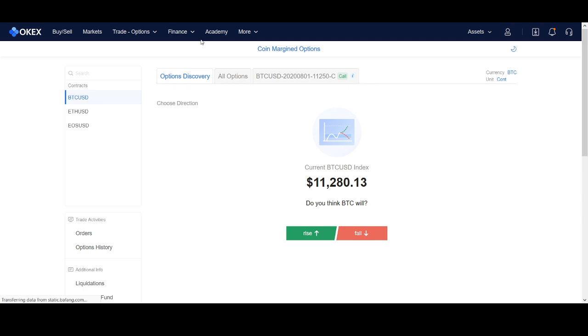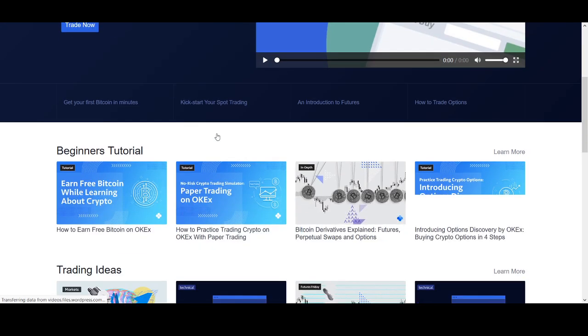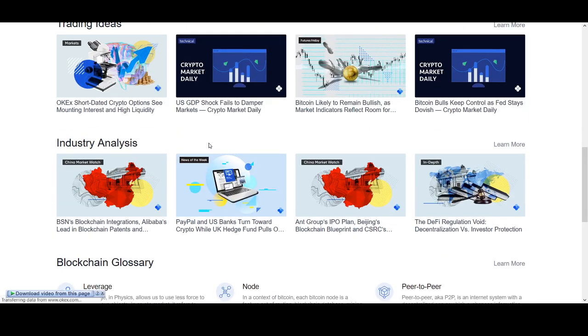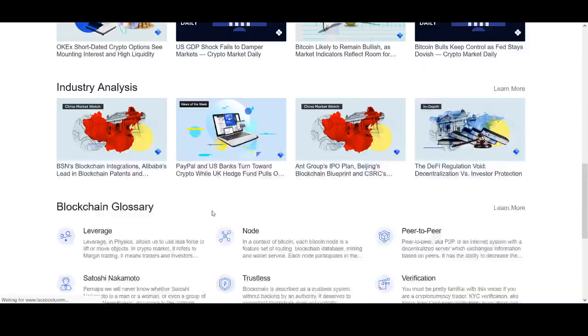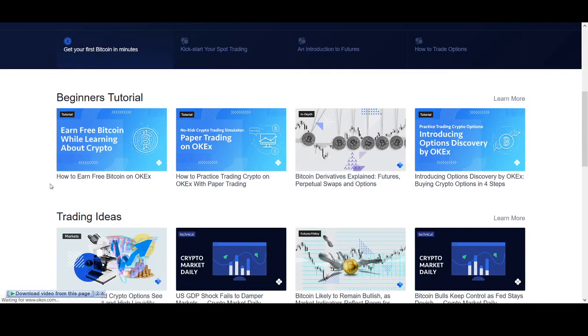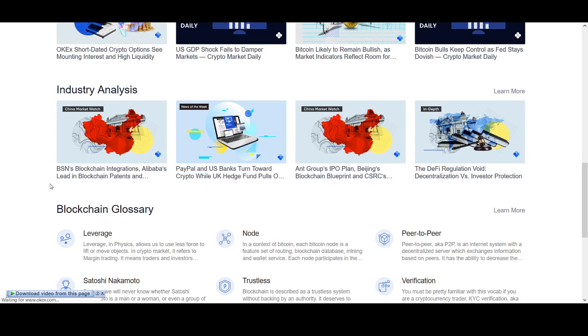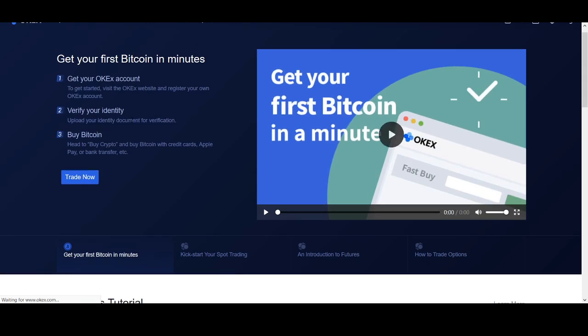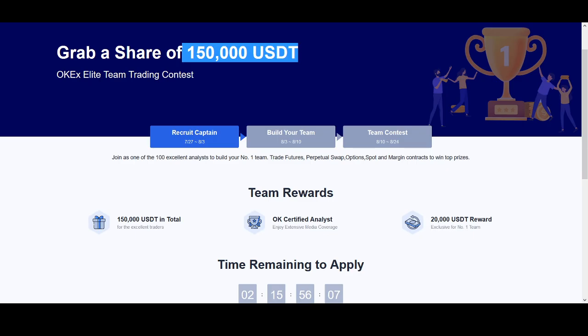Academy, I will show you the interface. There's lots of information available if you're new to cryptocurrency. Before you buy something, please spend a couple of hours on it. They've got lots of tutorials, trading ideas, and industry analysis that provides a lot of good information. This is an article I read myself. This is quite good. And if you're talking about DeFi regulation, this is another very good article. This is a website you should definitely spend some time on.